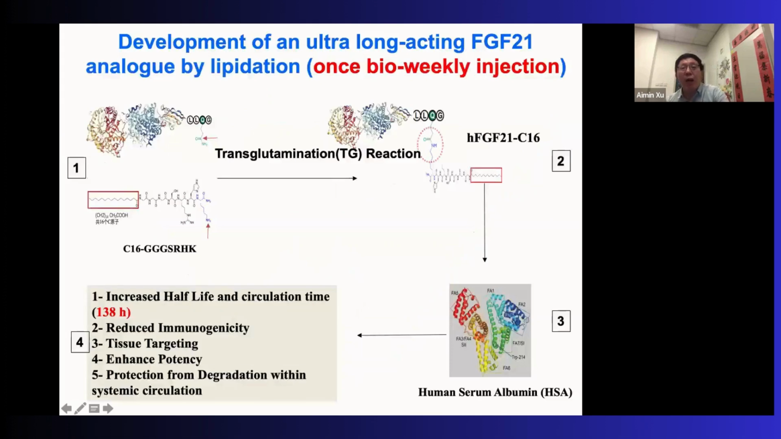We have also developed an ultra long-acting FGF21 analog by lipidation technology, so you can inject it every 2 weeks. We did it using a translipidation reaction, adding a carbon 16 fatty acid to a lysine residue, which then binds to human albumin, quite similar to what Novo Nordisk did for semaglutide, the GLP-1 agonist. This is now in phase 2 clinical trial in both China and the United States.